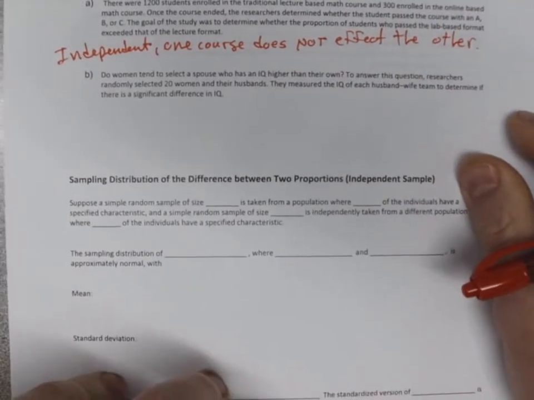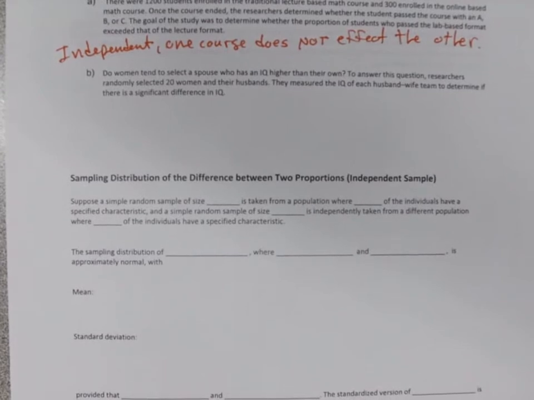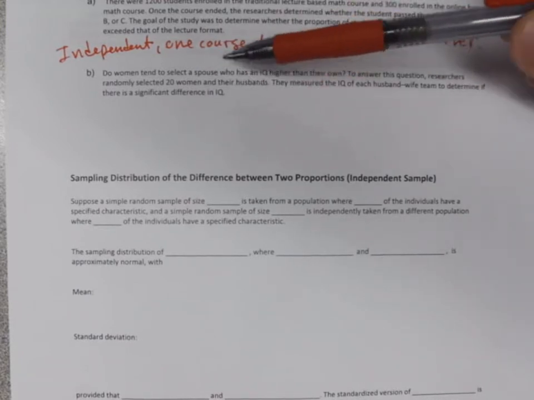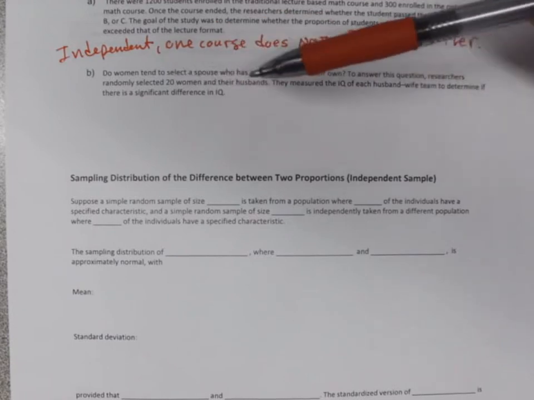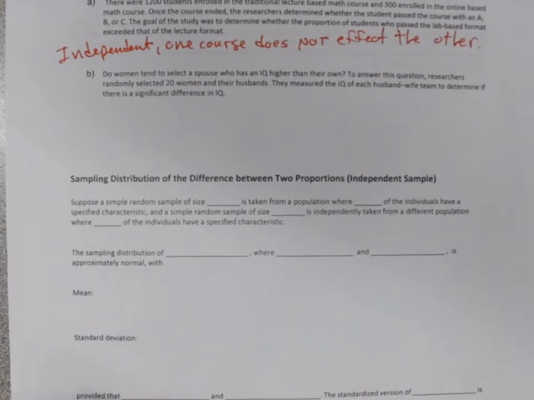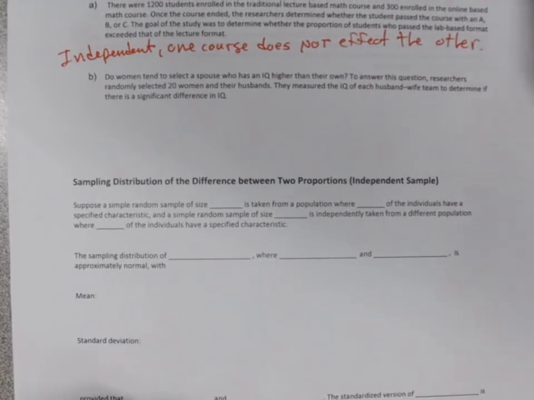All right. Number two, part B. Do women tend to select a spouse with a higher IQ than their own? To answer this question, researchers randomly selected 20 women and their husbands. They measured the IQ of each husband-wife team to determine if there's a significant difference in IQ. So here, hopefully you can see this is dependent. It's dependent because we're selecting 20 women and their husbands. So by selecting a woman in the first sample, it automatically picks the husband that's attached to them. So this is what you would call a dependent sample because the husband depends on if their wife is chosen.